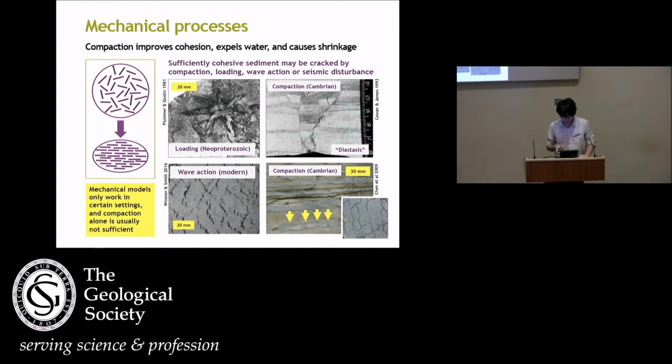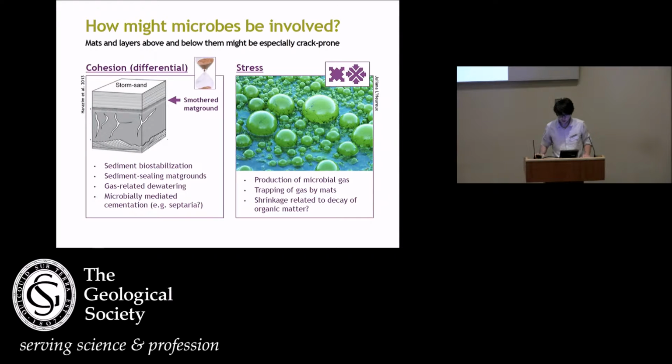Oh, but I forgot to say, again, this is a model that only works in certain settings. And compaction alone surely is not sufficient an explanation for the majority of these cracks. Otherwise, they'd be much more common than they are. Compaction happens to all sediments. So how might microbes be involved? Well, the reason I set things up this way is because I think they might be involved both in cohesion and in the stress responsible for creating subaqueous cracks, at least in some cases.